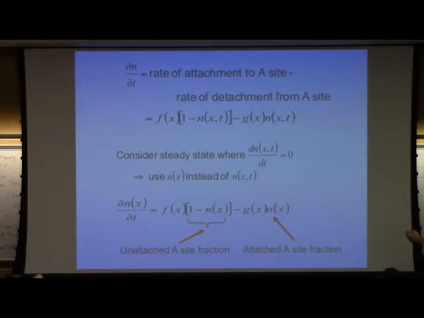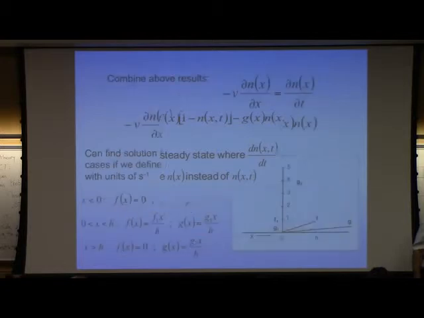Now we're going to assume we're in steady state, so dn dt is 0, so we don't really need to track the t, and we're going to get rid of it. But it is embedded in there, because things are attaching and detaching at finite rates. We're just not going to write it in the rest of the equations.